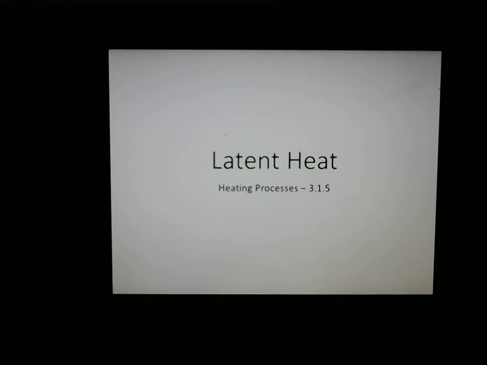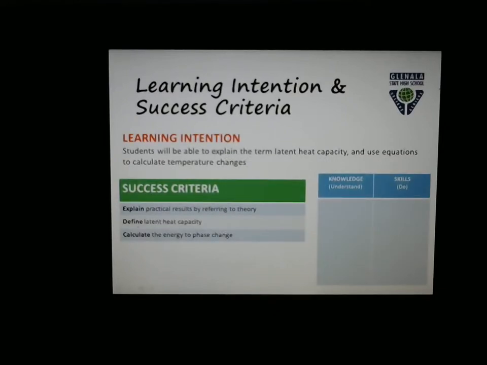This video will be covering the main ideas of chapter 2.4 of book 1. You should complete this reading before class. Here are the learning intentions and success criteria for this chapter. Please pause the video and attempt to complete the knowledge and skills table.